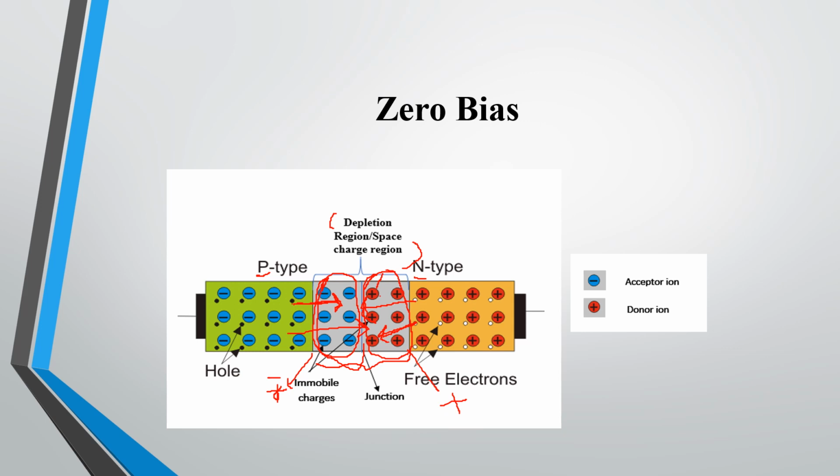This process is called the drift process. Drift current will take place from n type to p type, whereas diffusion will take place from p to n. So this diffusion current and drift current will be equal. Diffusion current equals drift current. So the net current flowing under unbiased condition is 0. Hope everybody is clear.